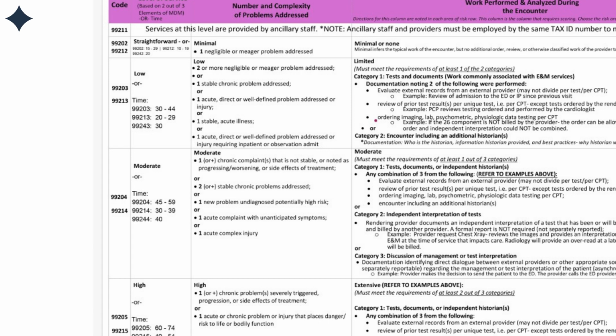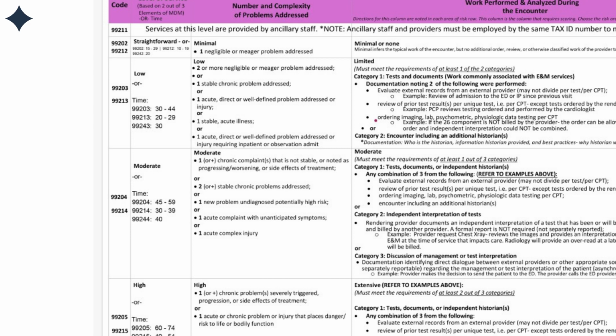Now look at the term high level, one or more chronic illnesses with severe exacerbation, progression, or side effect of treatment. This is a severe exacerbation or progression of a chronic illness or side effect of treatment that has significant risk of morbidity and may require hospital level of care.